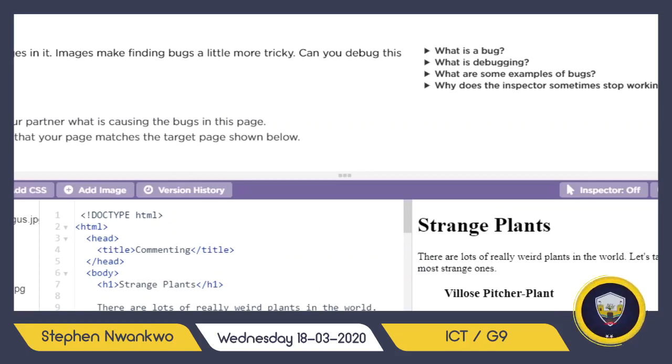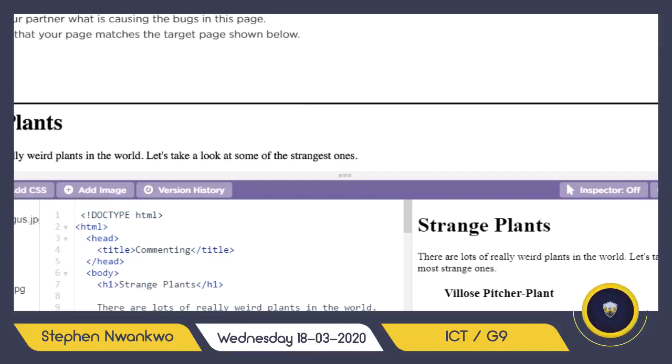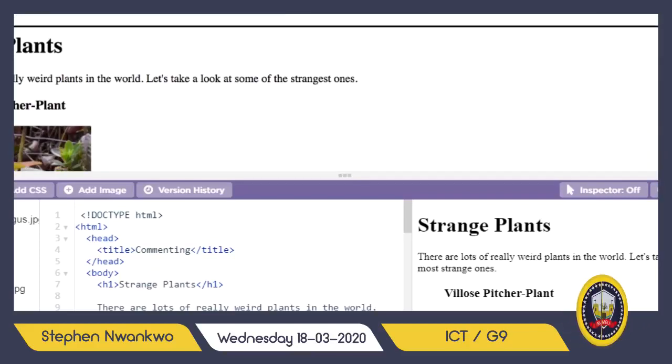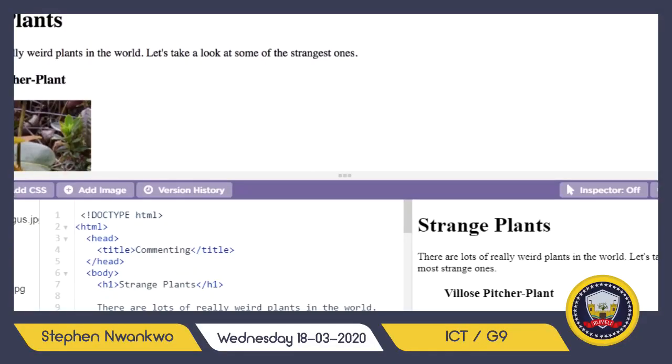Okay. The next lesson says, discuss with your partner what is causing the bugs in this page. Fix the bugs so that your page matches the target shown below. Where is the target? You scroll down, and these are the targets.